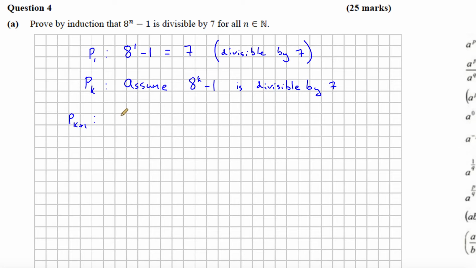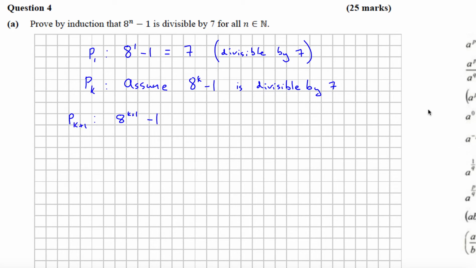So that would be, if we replace the n with k plus 1, we've got 8 to the power of k plus 1 minus 1. Okay, so now what we want to do is try and involve our assumption that 8 to the power of k minus 1 is divisible by 7. So if we can get this involved, that would be good.